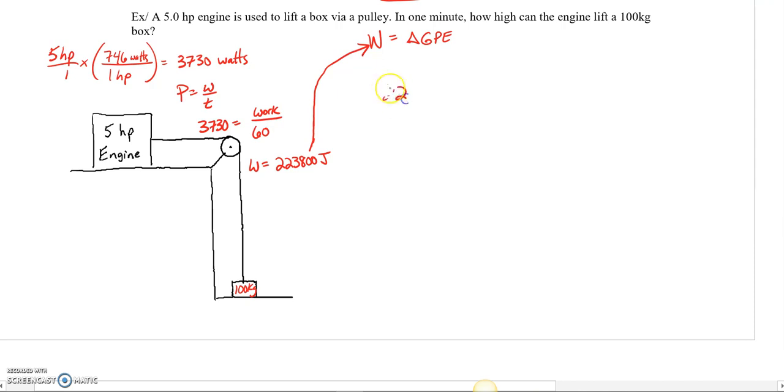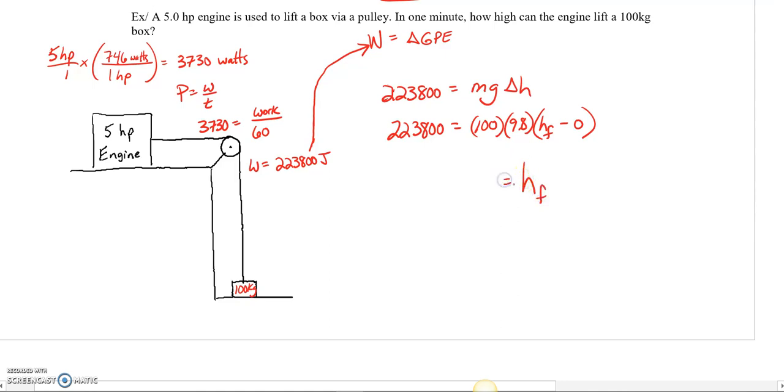So 223,800 equals mg change in height. Mass of our box is 100 kilograms. We're on Earth, 9.8 is g. Final height we don't know. Initial height is 0. A little algebra, and your final height is approximately 228 meters above the ground. Okay, this is assuming our reference point is the ground at 0.